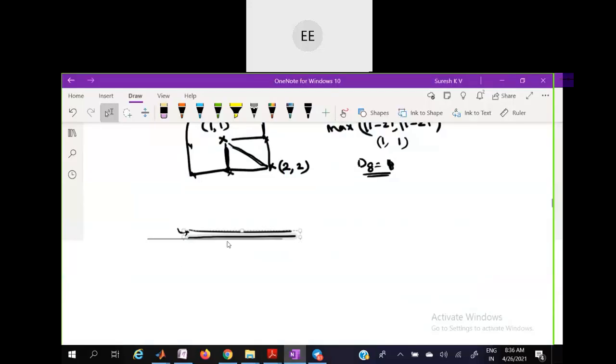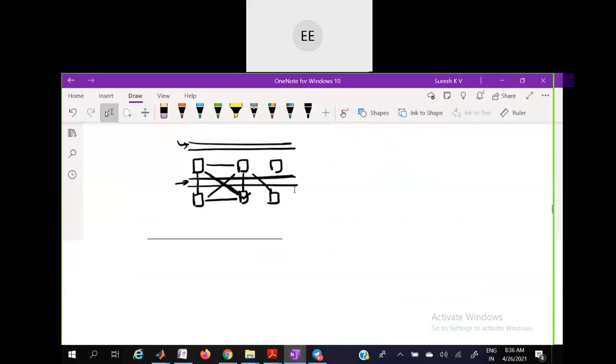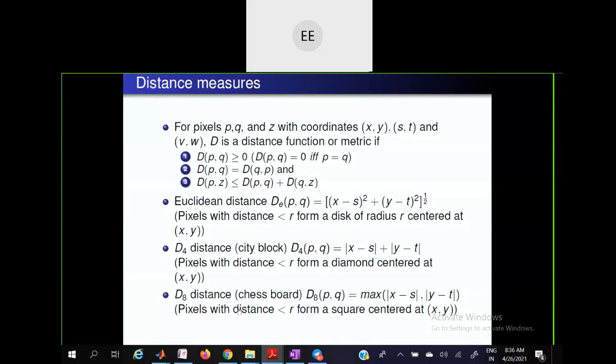So this cross connectivity is missing. You cannot have this cross connectivity. Whereas in d8 distance, it is the chessboard, because you know in a chessboard you can move from any block to any block. I think those of you who have played chess understand it better. Of course there are some restrictions, but you can move.